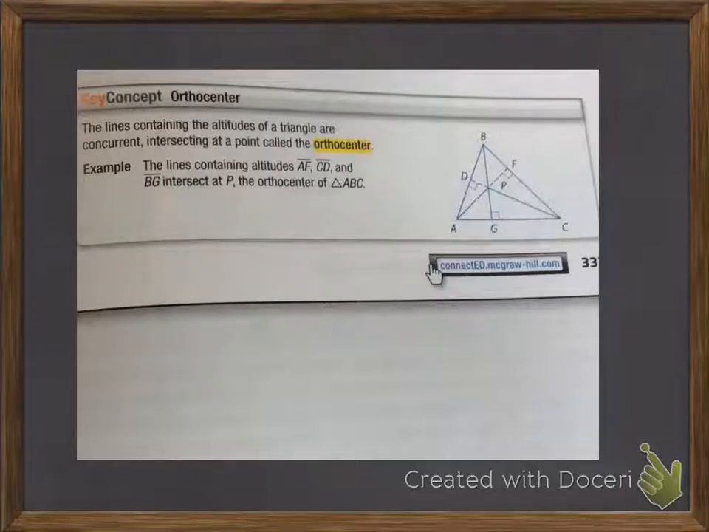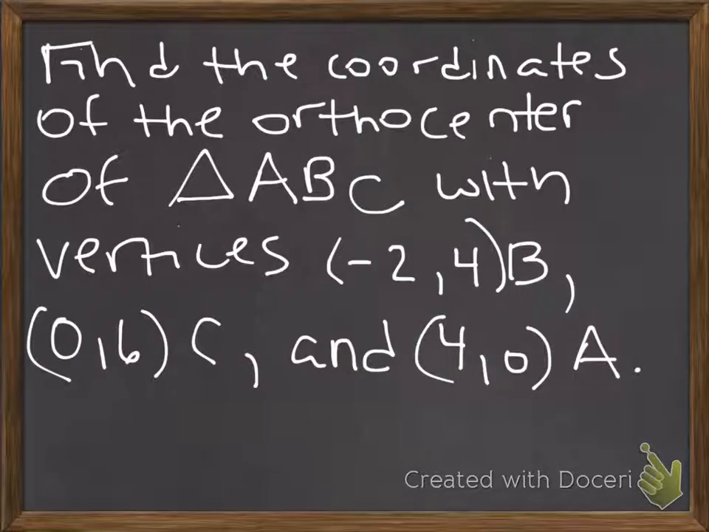Median doesn't have to be perpendicular, it's just splitting the other side into two equal parts. Orthocenter doesn't have to split the side into two equal parts, but it has to be perpendicular to the opposite side. So we're going to find the orthocenter for our last example, and this is pretty lengthy in terms of the steps, so we're going to take it step by step here to find the coordinates of the orthocenter of this triangle. Again, I would use graph paper.